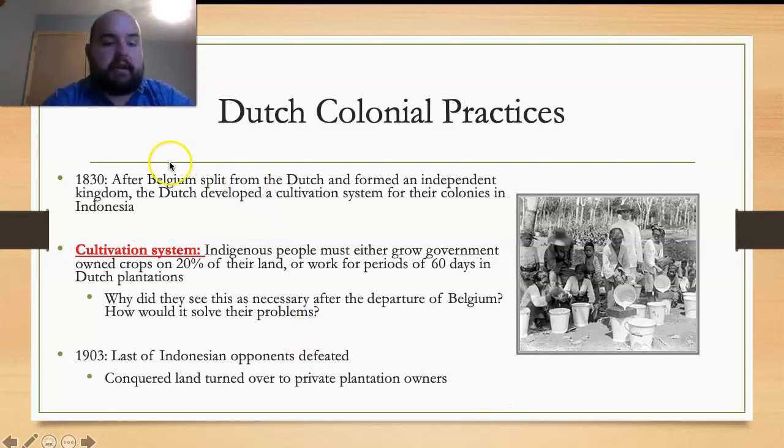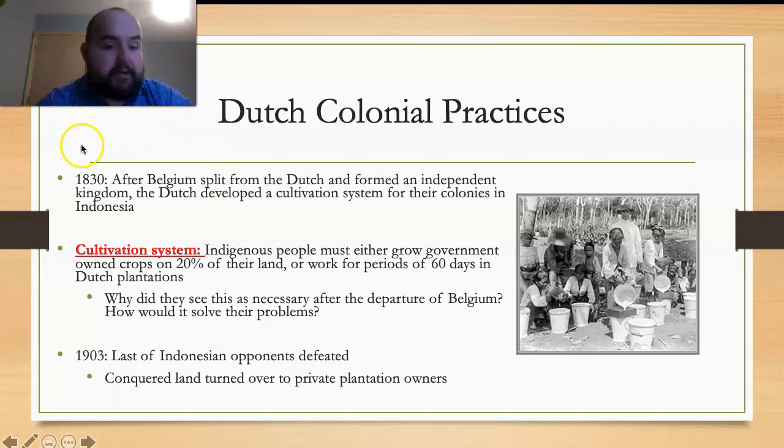By 1830, after Belgium split from the Dutch and formed their own independent kingdom, the Dutch developed what was called the cultivation system for their colonies in India. Now, why would Belgium splitting from the Dutch encourage them to come up with this new system? Awkward pause again. I never know where to look during these.